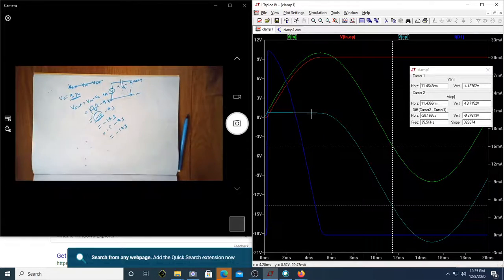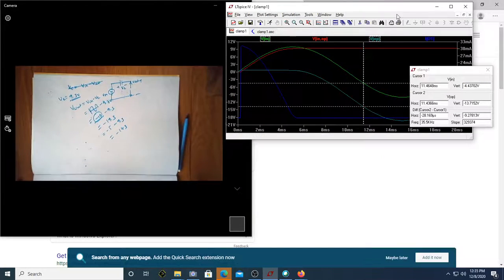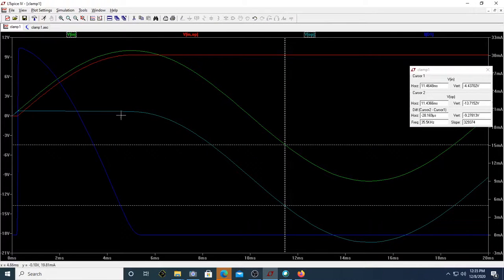The gray color is the output voltage. You can see this is the output voltage. You can see now this plus minus 9 point something would be the output voltage. Okay, we will just simulate. Okay, this is the first one cycle.